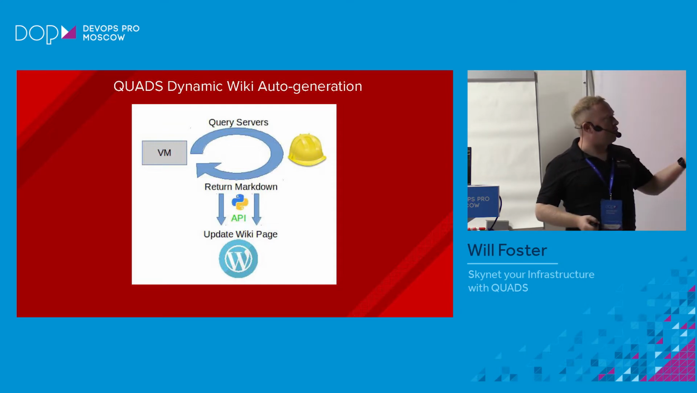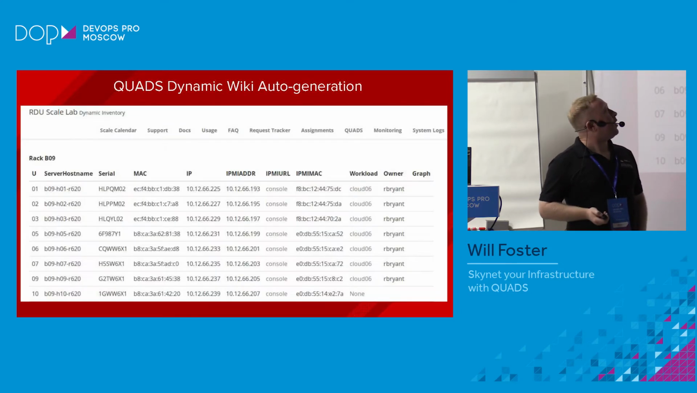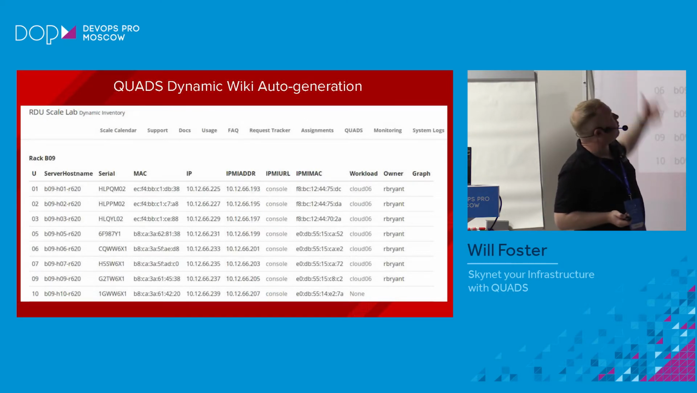Now, you don't have to use WordPress. We're using WordPress. You could use MediaWiki. You could use anything that supports a reasonable API that you could automate this sort of stuff. So this is what the documentation looks like. This would be kind of your typical racks wiki, which would break down per rack where your servers are located.